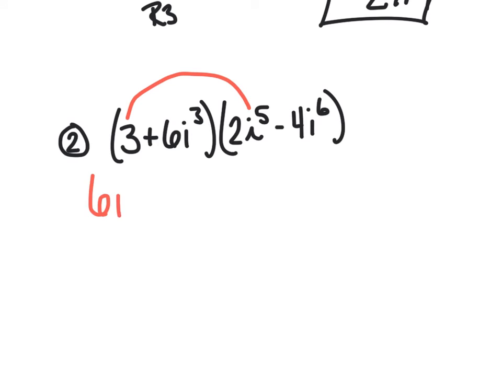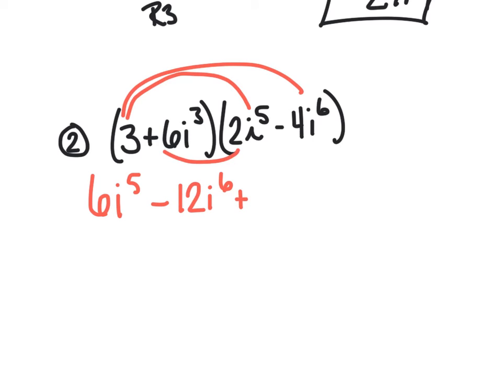So this is going to get me 6i to the 5th minus 12i to the 6th. Let's see, plus 12i to the 8th minus 24i to the 9th. And again, you're just not done there until you apply the cycle of 4.